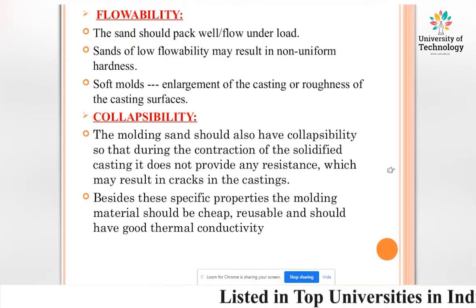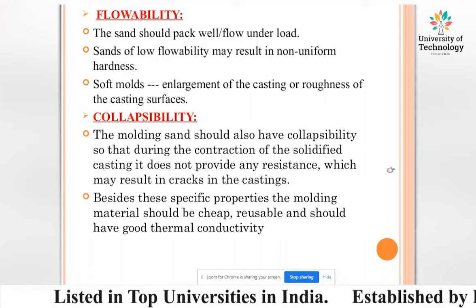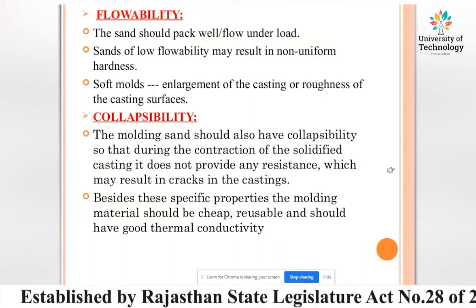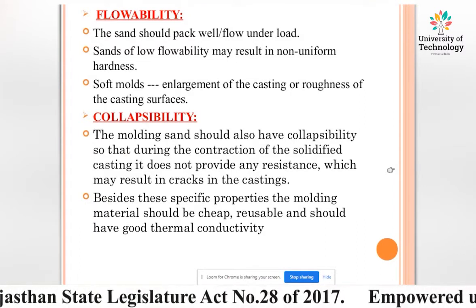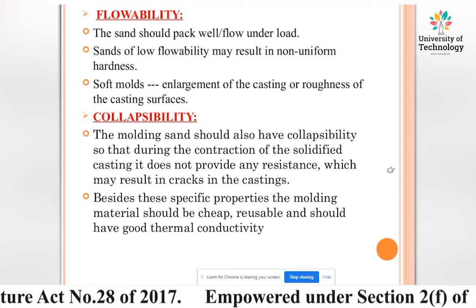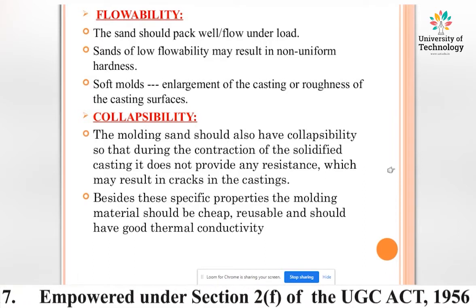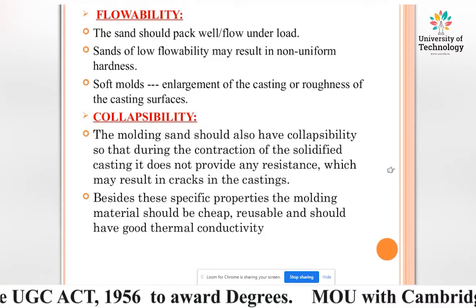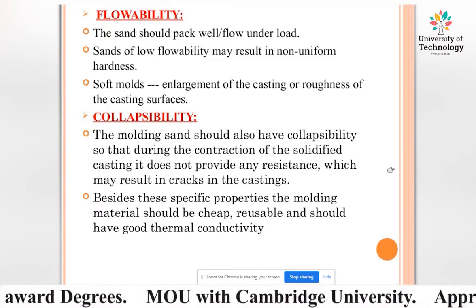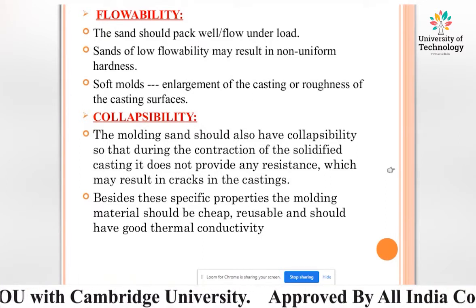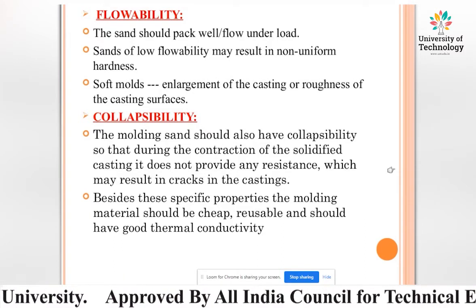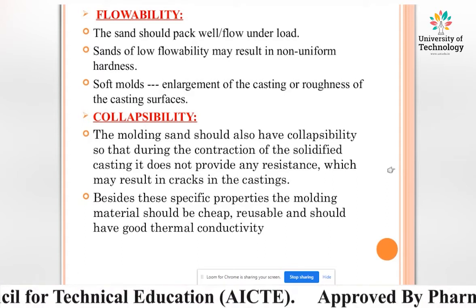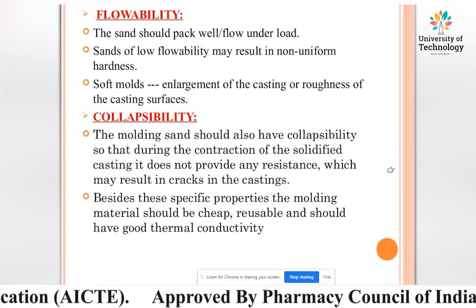Flowability. The sand should pack well and flow. Sands of low flowability may result in non-uniform hardening, a soft mold, enlargement of the casting, or roughness of the casting surface, because excess molten metal enters the sand. The resultant casting product is then enlarged from the particular size.